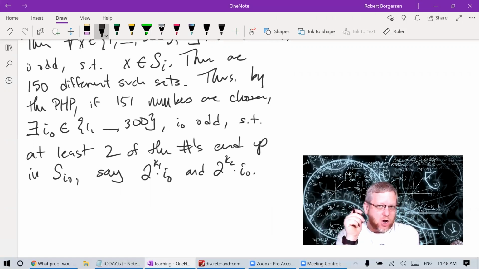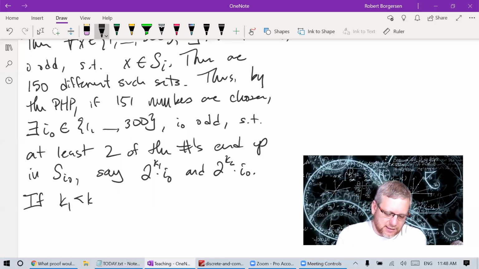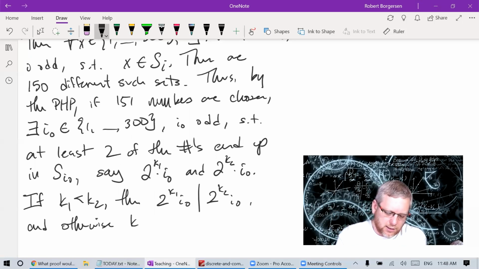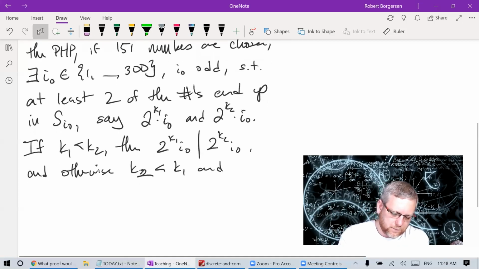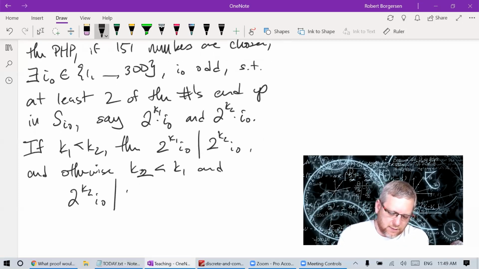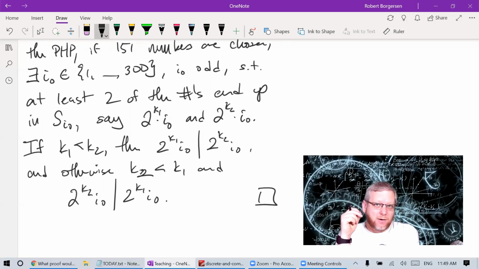And they both have the same odd factor, and they have different powers of 2. Well, one of the powers of 2 is smaller. That one will divide the other one. We're done. If K1 is less than K2, then 2 to the K1 I0 divides 2 to the K2 I0. And otherwise, K2 is less than K1, and then 2 to the K2 I0 divides 2 to the K1 I0, and we're done. Okay, so that's the trick there, is pulling out the powers of 2.